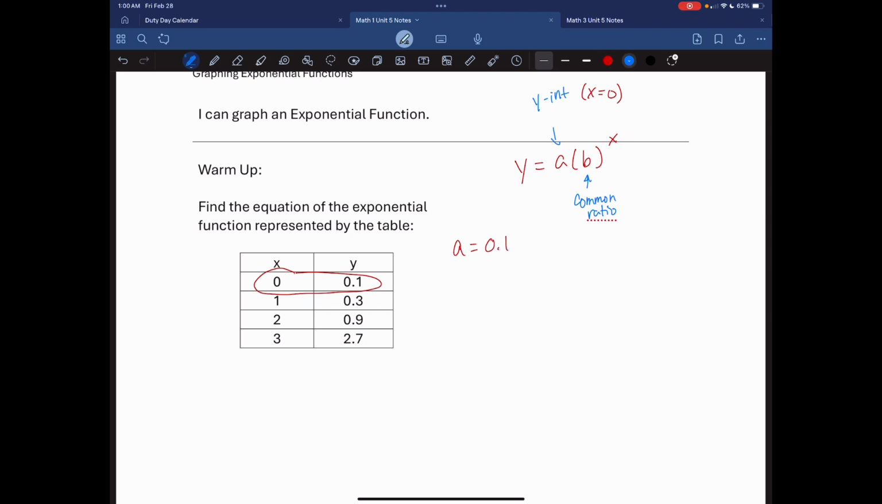And as I'm going forward in each step, I'm going from 0.1 to 0.3, then 0.3 to 0.9, and 0.9 to 2.7. What you're doing is multiplying by 3 at every step of the way. So my common ratio is going to be 3. If I just want to write the equation, we'd have y equals 0.1 times 3 to the x.